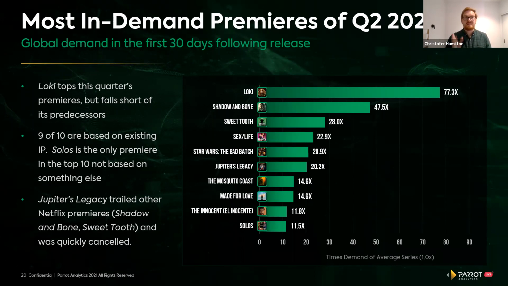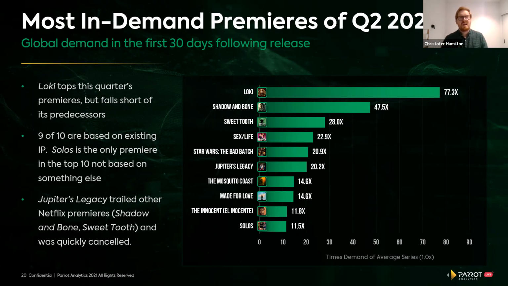And of course, here we see Loki topping the rankings as the quarter's most globally in-demand new series premiere, with 77.3 times the average series demand in its first 30 days. And that's really far above any of the other series we've seen premiere. But to give it a little context, if you compare how Loki's done with WandaVision and Falcon and the Winter Soldier, it's actually lagging its predecessors. So both Falcon and the Winter Soldier and WandaVision were over 80 times the average series demand.